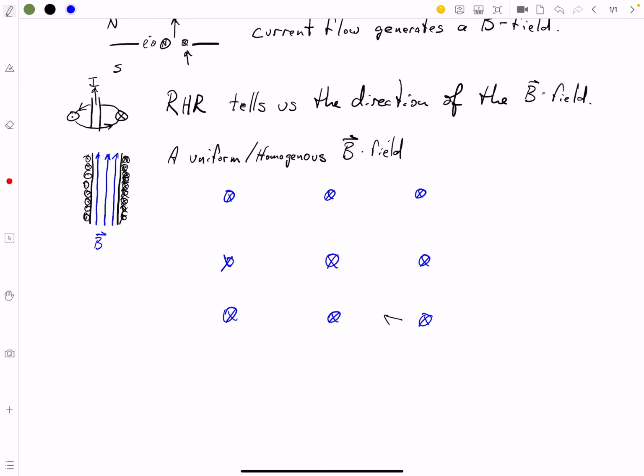So if we have this B field, and let's make this one a little bit nicer, that's better. We can put a charge in there. I don't want the charge to be this. So we have some charge. And let's say it comes screaming in at this point. It has a velocity v. What are we going to make our charge? We'll make it a negative q.